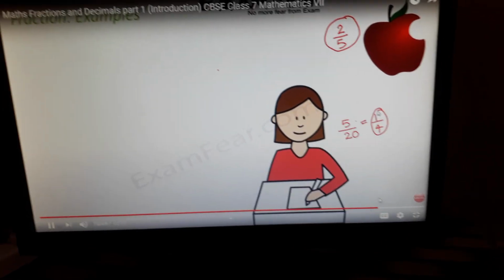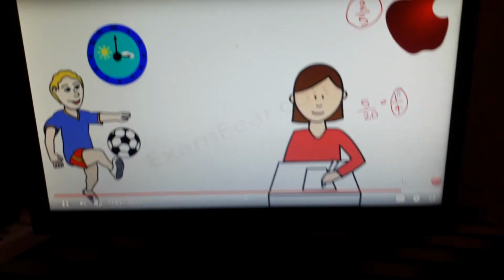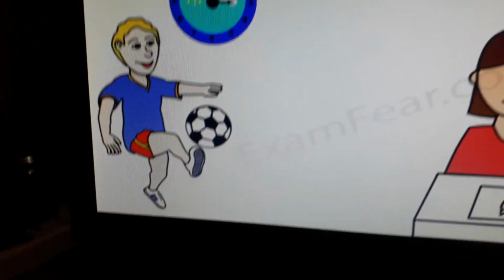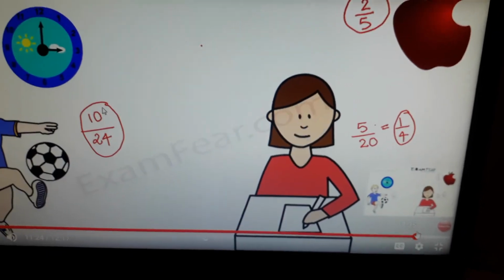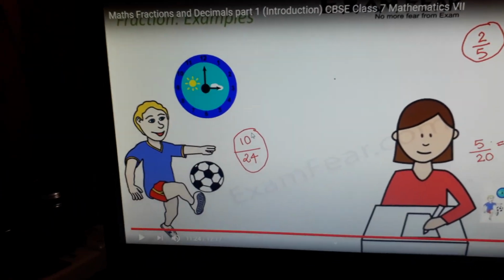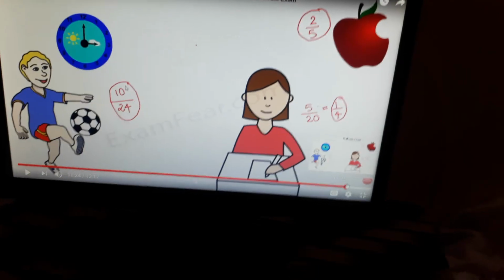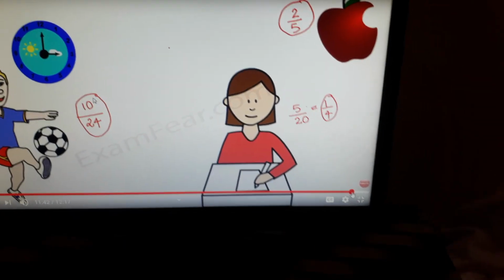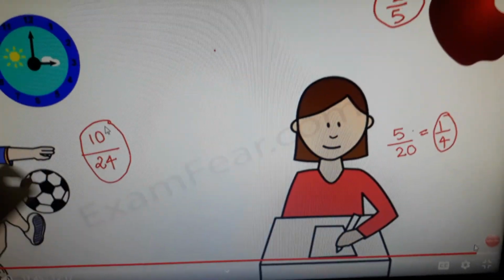Okay, now come to our next one. See here, one boy is playing football. Per day, how many hours, children? 24 hours. So out of 24 hours he plays 10 hours. So what fraction will he get? 10 by 24. So 10 is the numerator, 24 is the denominator. Understood, children? Now this is about fractions.